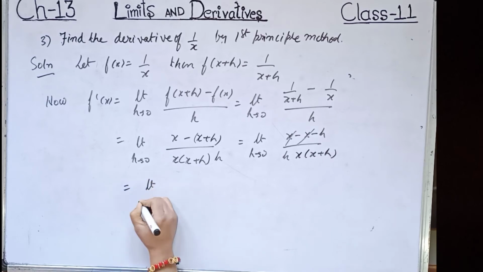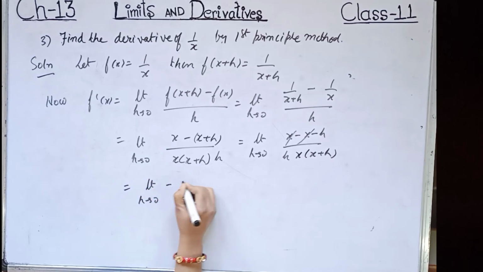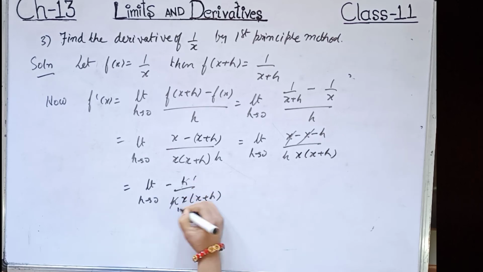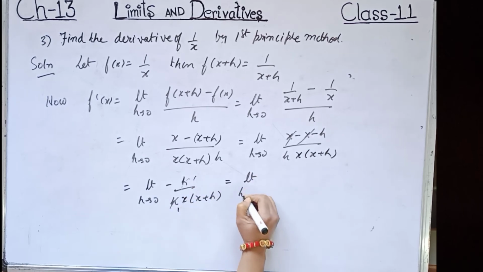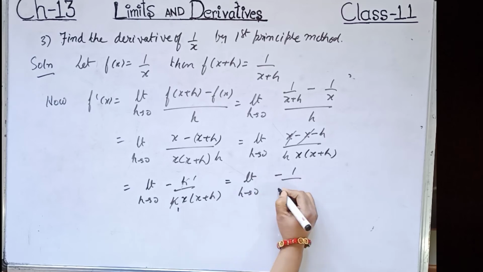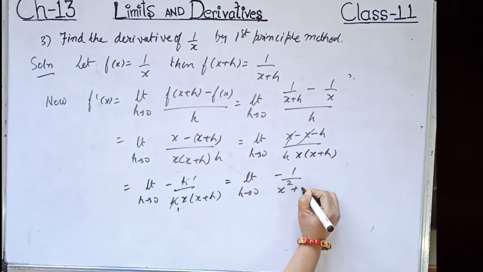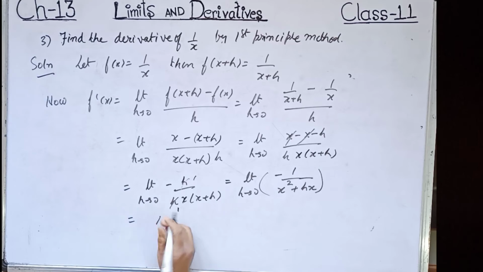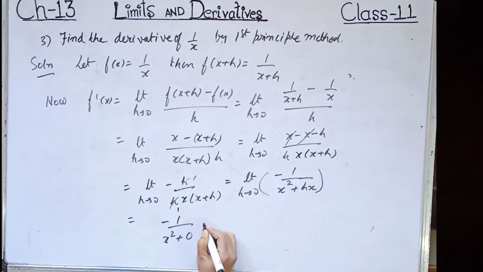So we are getting over here limit h tending to 0 of −h by h·(x + h). h is cancelled. So we are getting limit h tending to 0 of −1 by (x² + hx). Now we will put the limiting value. So equals −1 by (x² + 0) equals −1 by x².